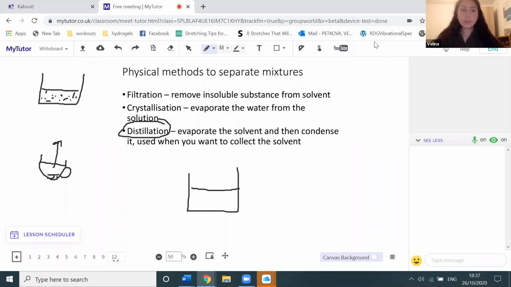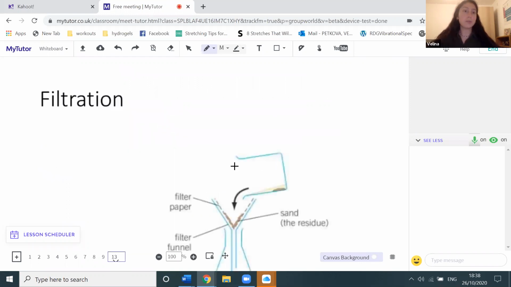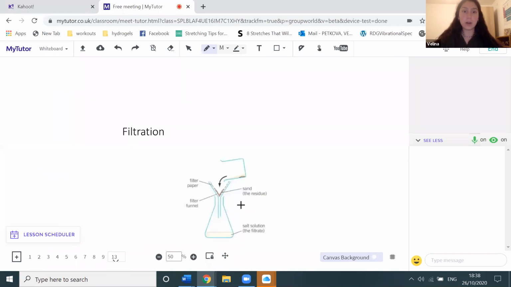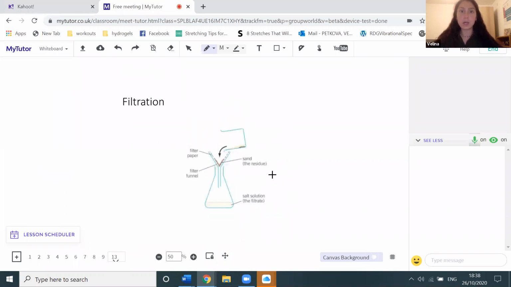Okay. So next bit, let's talk in detail about how these work. Hopefully many of you guys have done a filtration experiment at school, and you should have seen an apparatus set up similar to this, maybe. So here we have a mix of sand, salt and water. The salt is dissolved in the water, so that's why you can't see any solid, but the sand obviously does not dissolve in the water.